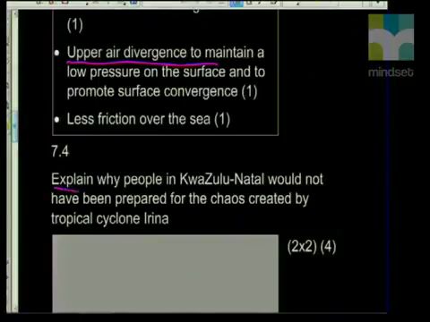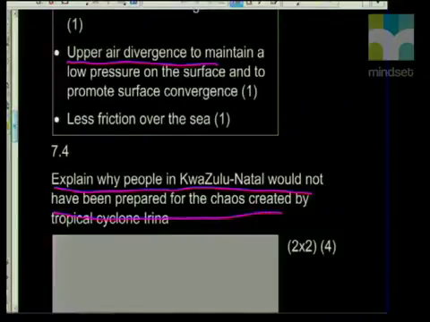Explain why people in KwaZulu-Natal would not have been prepared for the chaos created by the tropical cyclone. Number 1, you've already picked it up, learners. Remember we said it happened on Sunday, but it was predicted for Monday. Number 2, how many cyclones do we have in South Africa? Not many. So our early warning systems are not in place. Many people are not exposed to the media, especially in rural areas, so they didn't know. Our infrastructure doesn't cater for these strong tropical cyclones.